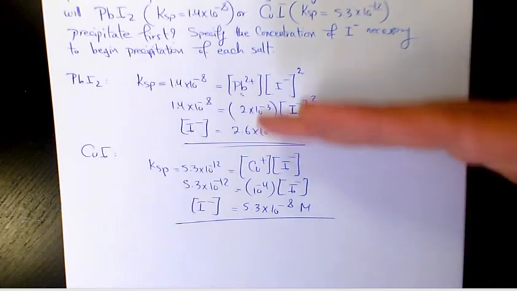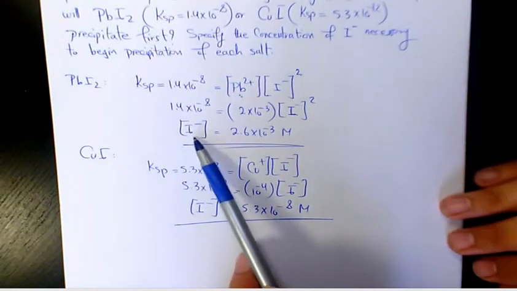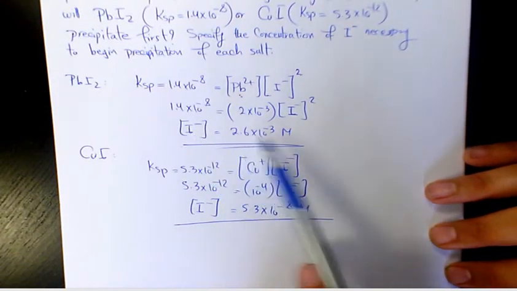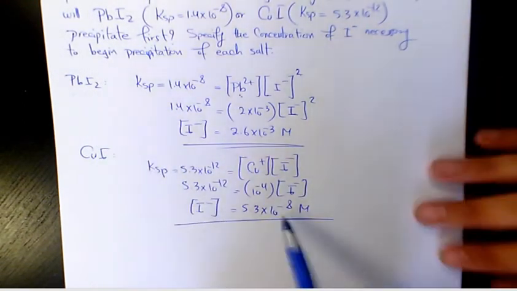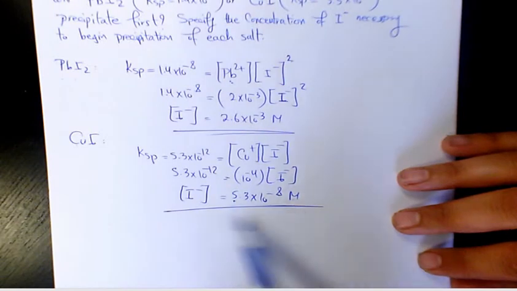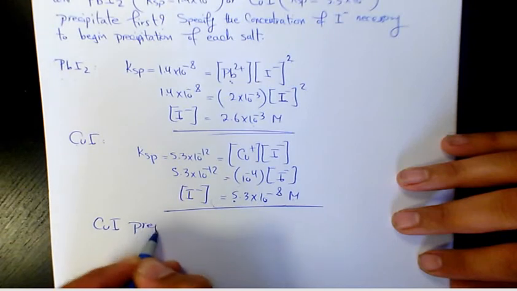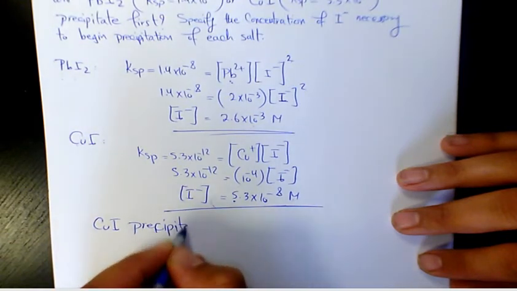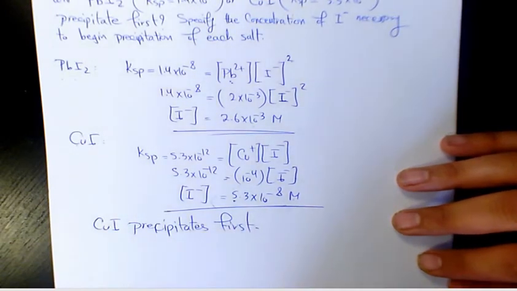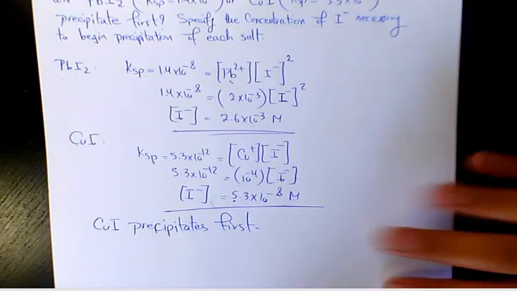So whenever the concentration of I passes any of them, precipitation forms. It means that if the concentration of added iodide is greater than this number, PbI2 precipitates. If it's greater than this one, CuI is going to precipitate. And since this number is smaller than this number, CuI precipitates first, since it needs less concentration of iodide. So that's the final answer.